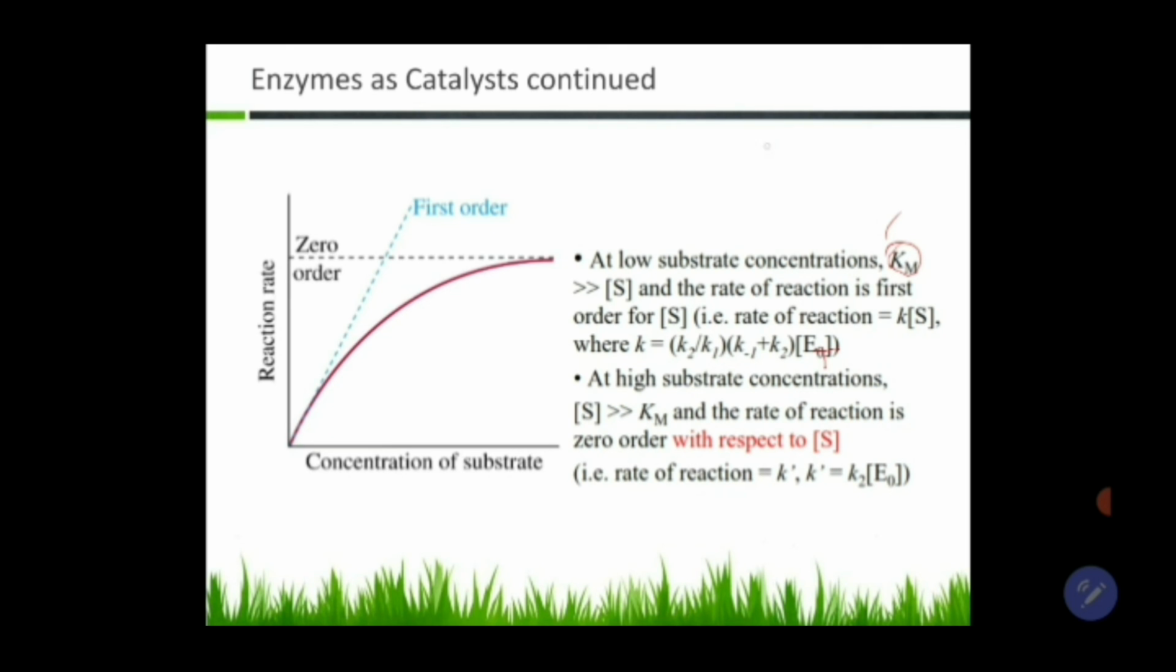At high substrate concentration, the notable point is that when the concentration is very high with respect to the Michaelis constant, the rate of the reaction is zero order with respect to the molar concentration of the substrate. So the rate of the reaction could be written as k', where k' is equal to k2 into ET, the total concentration of the enzyme. When the substrate concentration is very high compared to the Michaelis constant, the reaction is zero order.